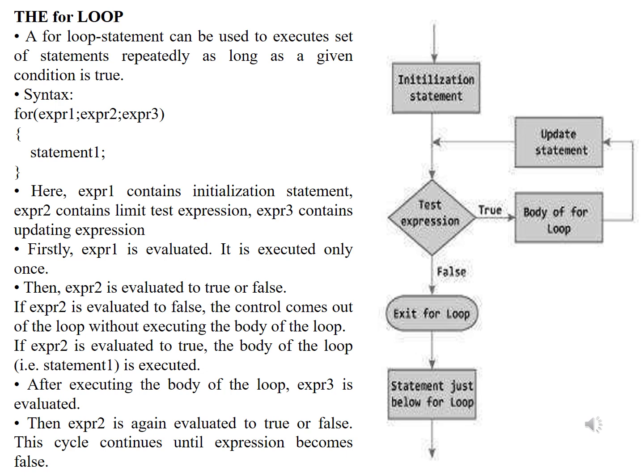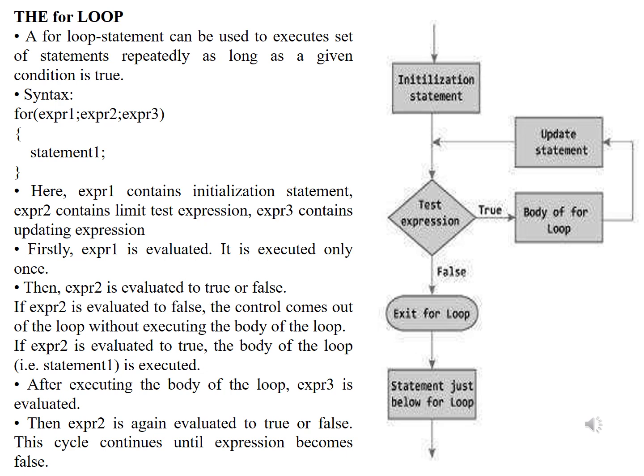Firstly, expression 1 is evaluated. It is executed only once, then expression 2 is evaluated to true or false. If expression 2 is evaluated to false, the control comes out of the loop without executing the body of the loop. If expression 2 is evaluated to true, the body of the loop, that is statement 1, is executed. After executing the body of the loop, expression 3 is evaluated, then expression 2 is again evaluated to true or false. This cycle continues until the expression becomes false.